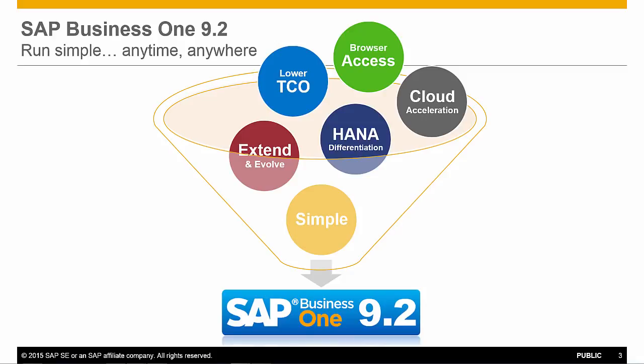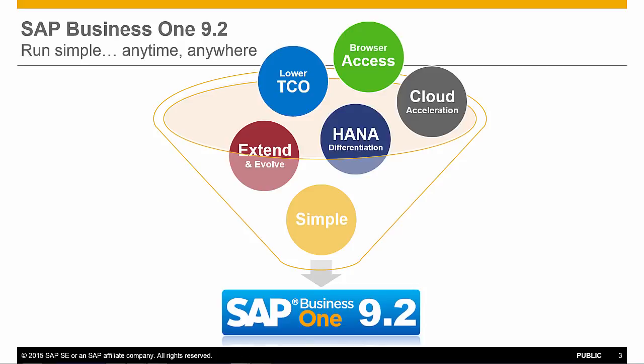Introducing SAP Business One Browser Access, simple remote access for on-premise customers, ultimately lowering the overall total cost of ownership. By accelerating transition to the cloud, we have opened up to new market segments. Differentiate your business with SAP Business One 9.2, version for SAP HANA, and leverage our SAP HANA-based innovations.